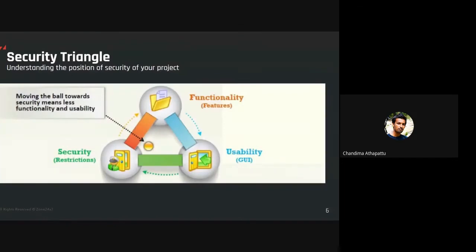This security triangle is very important, and the logic is very simple. We have functionality, usability, and security. This ball is your project, right?